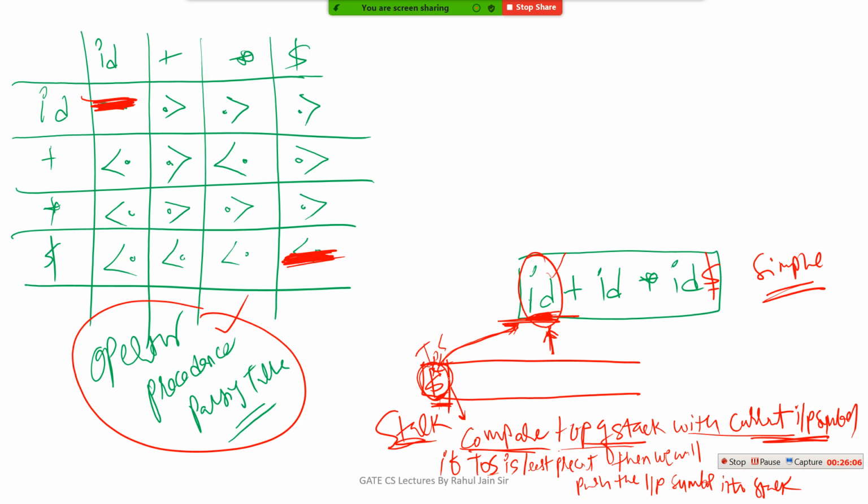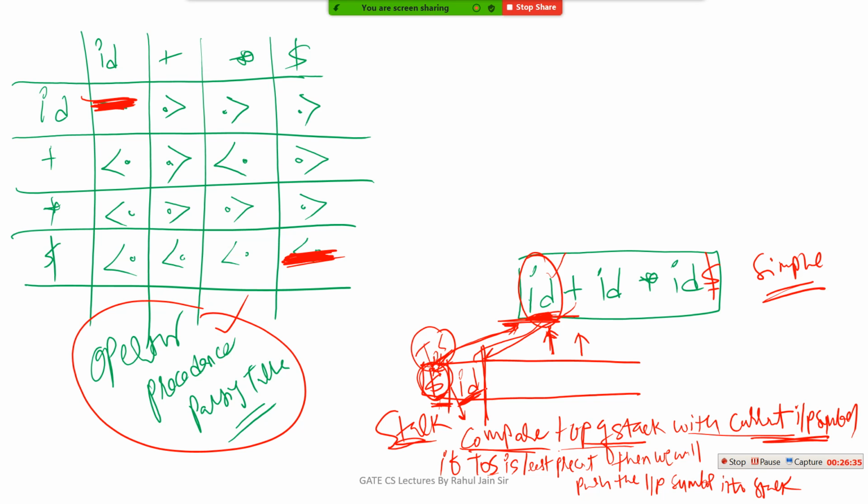So if you see here, dollar is less precedence. If top of stack is less precedence, I need to push this element into the stack. It is rule number 1. Now I will move the pointer one step ahead. Now I will compare this plus with top of stack. What is top of stack? ID is the top of stack.